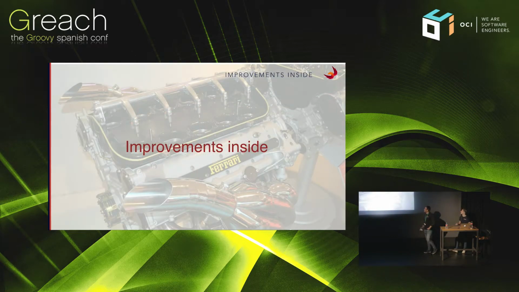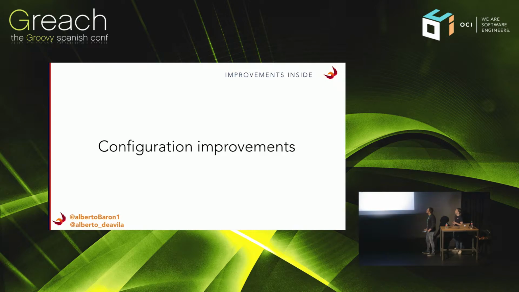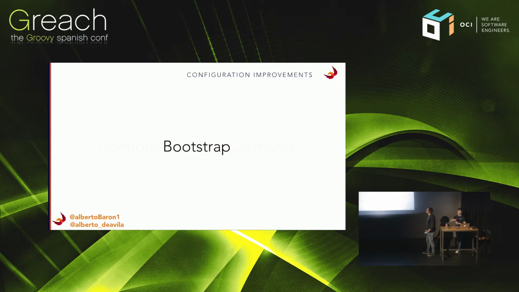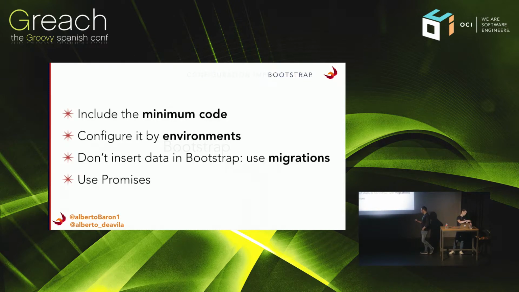Okay, so we are going to start about improvements inside. According to configuration improvements, we are going to start with Bootstrap. What can we do with Bootstrap to improve our performance? First of all, it's something obvious, but include the least code possible. Moreover, you can configure it by environments to load resources depending on the environment you are in.